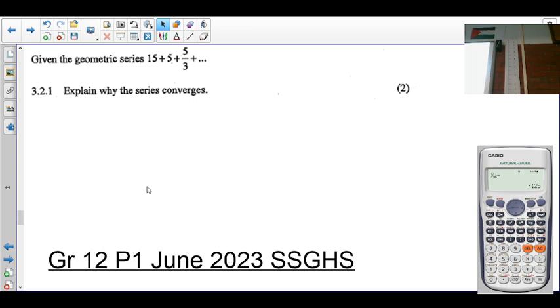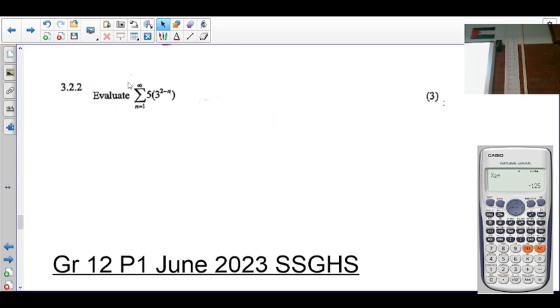In 3.2, we are given the geometric sequence or series 15, 5, 5 over 3. As you can see, from one term to the next, I'm dividing by 3, which is actually a ratio. So I'm multiplying it by a third. Okay. Explain why the series converge. The series converge because your ratio is between negative 1 and 1. Okay. That is why the series converges.